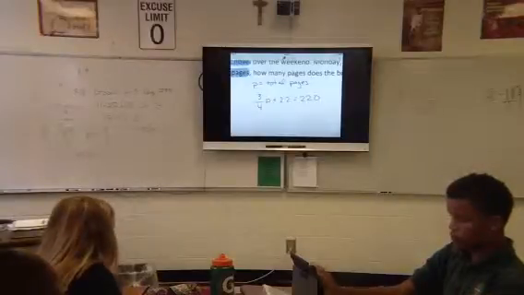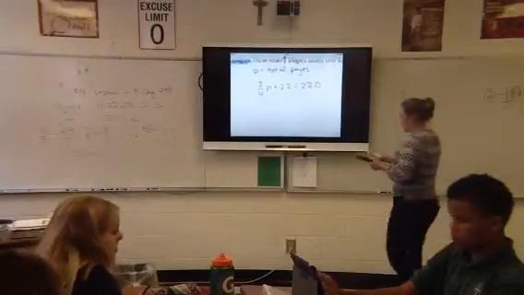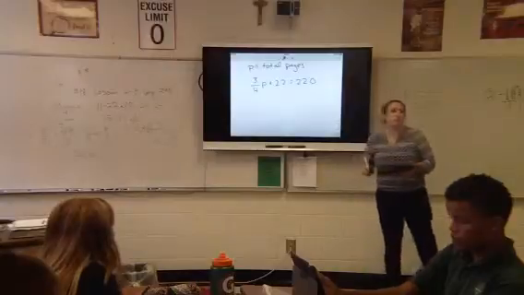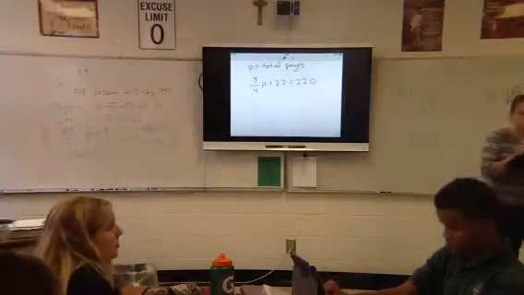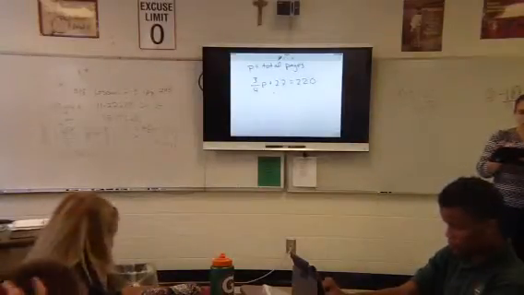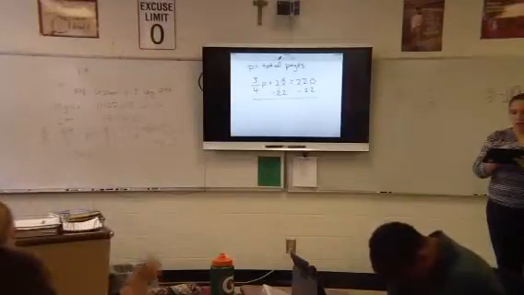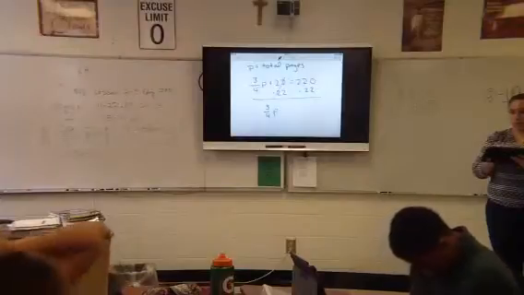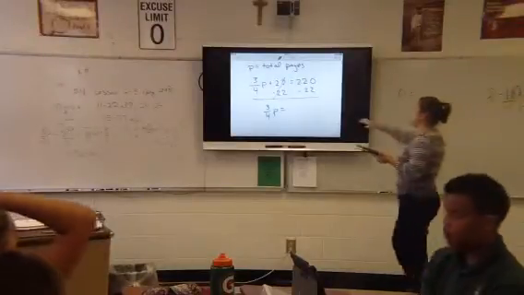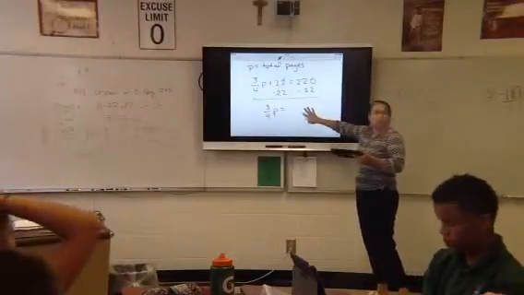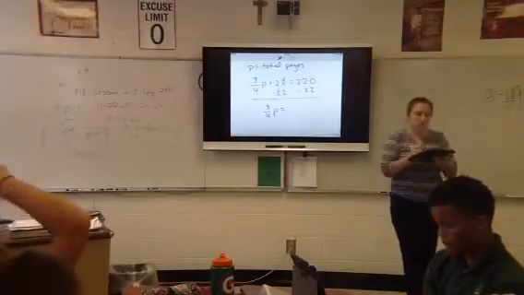Let's go ahead and start working. I see some interesting work going on here. All right, what's the first thing we're going to do when we're solving this? Rylan, help us out. Subtract 22 from both sides. Good. So we're going to start by subtracting 22 from both sides. So we have 3/4 P equals, what do we get on this right-hand side here? 198. Great.